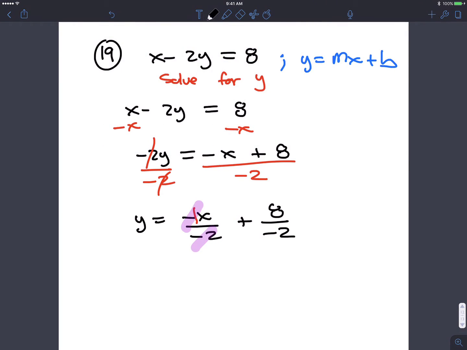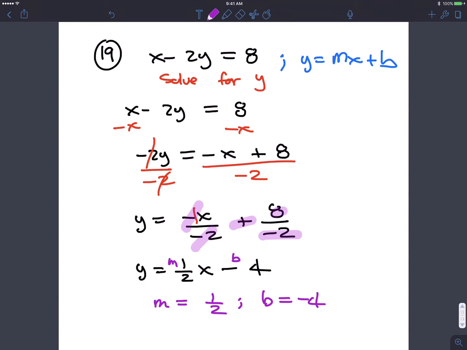What that gives us is positive 1/2 times that x. We now have over here a positive 8 divided by a negative 2, and that's going to give us a negative 4. This is what we're going to use. We have our slope to be the number multiplied to x, which is 1/2, and the y-intercept to be the number added to it, which is a negative 4. So we're going to use a slope of 1/2 and a y-intercept of negative 4.